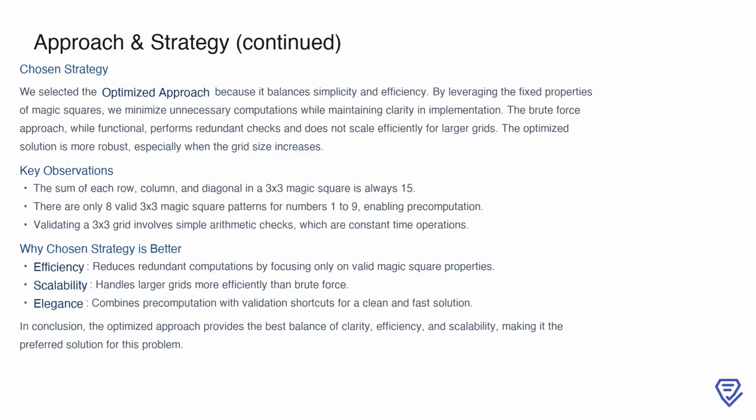Key observations include the fact that the magic sum for a 3 by 3 grid is always 15 and that there are only 8 valid configurations for a 3 by 3 magic square, which allows for pre-computation. Additionally, validating a subgrid is efficient, relying on simple arithmetic checks that operate in constant time. Ultimately, this approach is more scalable, efficient, and elegant, ensuring that the solution is both robust and clean. These characteristics make it the ideal strategy for solving this problem.